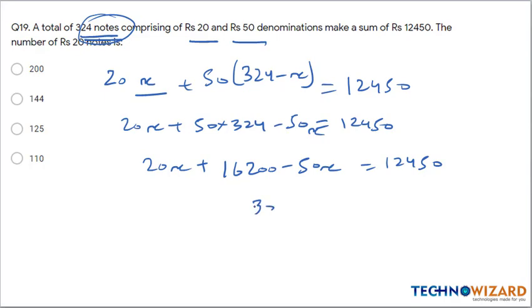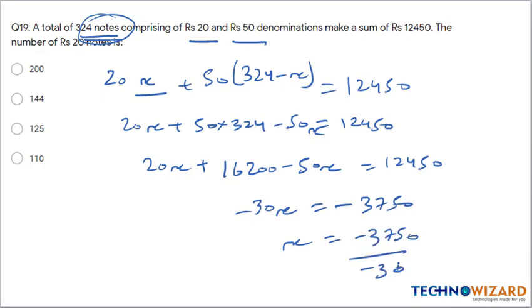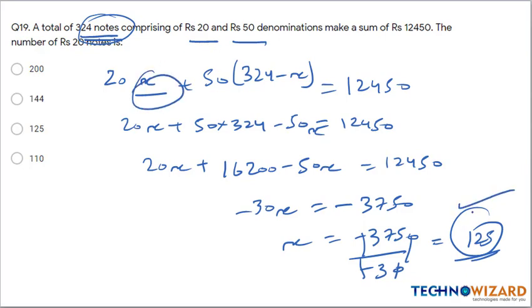50 minus 20 is minus 30x, which is equal to minus 3750 here. X is equal to minus 3750 upon minus 30. 0 will get cancelled, minus will get cancelled. 375 divided by 3 is 125. We have taken the 20 rupee notes as X, therefore 125 notes will be of rupees 20. Option C is the correct answer.